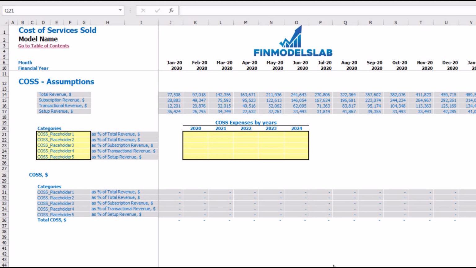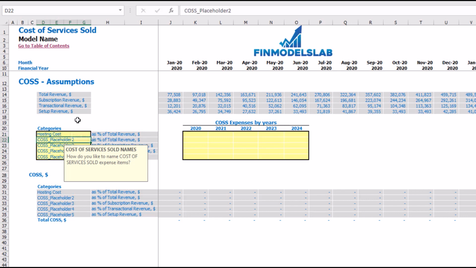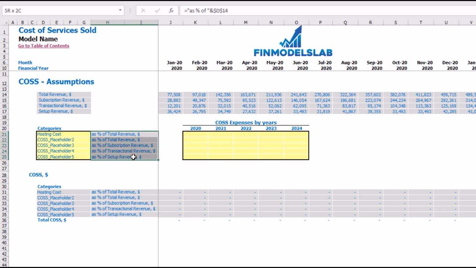On the cost of services sold tab, you can input up to 5 line items with the calculation of cost of services sold. So here you have 5 placeholders. Let's say for placeholder 1 it can be hosting cost. Also, you have up to 5 different categories of how you would like to forecast your cost of services sold.